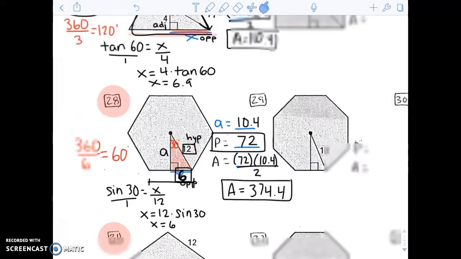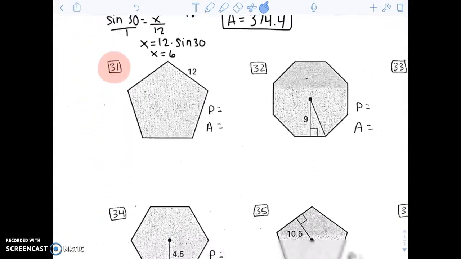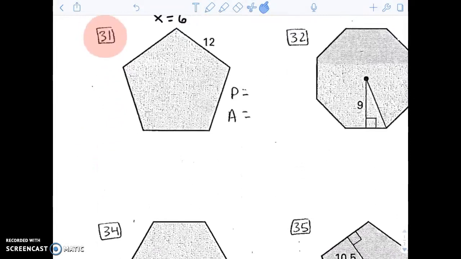Okay, last problem. Problem number 31. 31, I know, so this is another version of it. I know different things to start with again. So I'm just going to start out by first knowing that I have to get my apothem. I'm going to actually draw in my apothem. You can draw it to any one of the 5 sides. I just prefer drawing it straight down. So there's my apothem. I need to know how long it is.